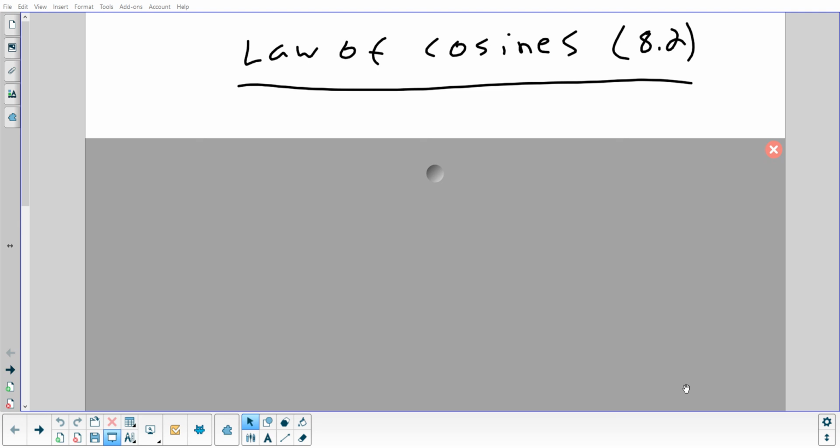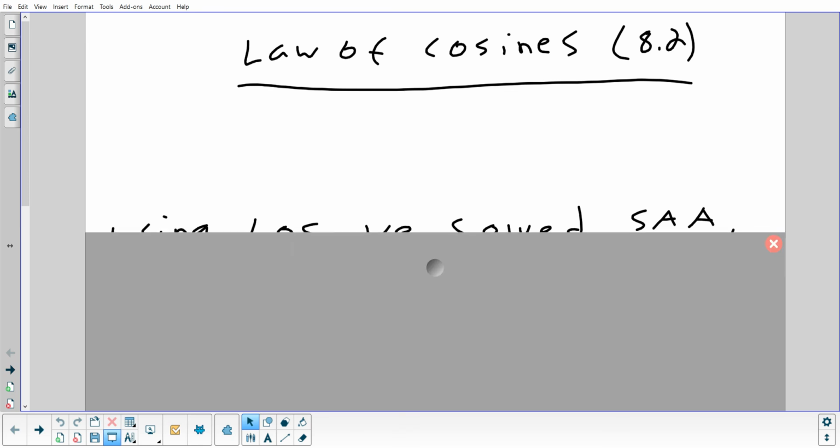All right, so today we're going to look at 8.2, which is our last law for solving triangles that don't have a 90-degree angle. And 8.2 is the law of cosines.